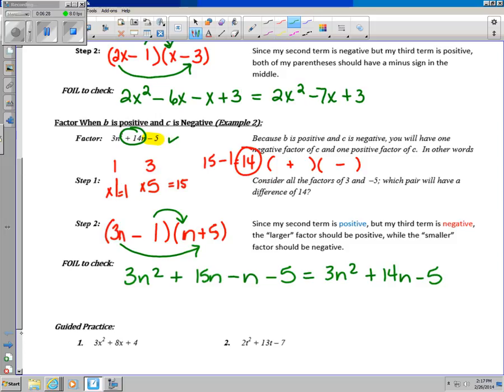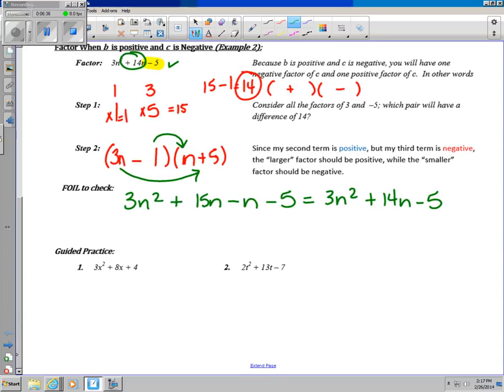Okay? FOILing is important to check, so that way you know where your signs are. There's nothing wrong with having to switch your signs once you figure out where your factors need to go. Okay? So go ahead and pause the video and do some guided practice, and then come back and check to see how you did. Okay?